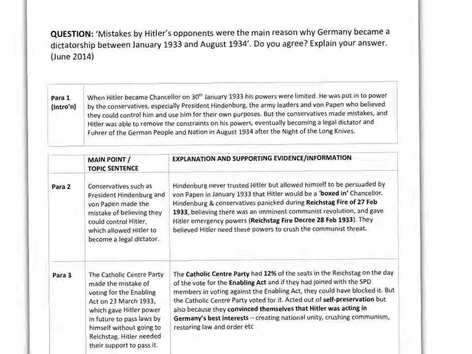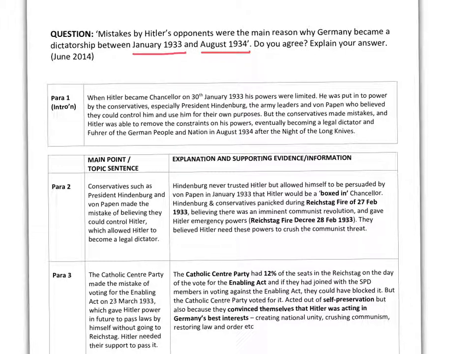First of all, the introduction. I won't go through every single point, but just to give you an overview here. First of all, with the introduction, remember what you're doing here is you're really showing an awareness of what the question is about. Now, if you look at the question, you're given the dates. January 1933. Why January? Because Hitler became Chancellor on the 30th of January. So you've got to use your precise knowledge to show an awareness of what this is about. And then it's up to August 1934.